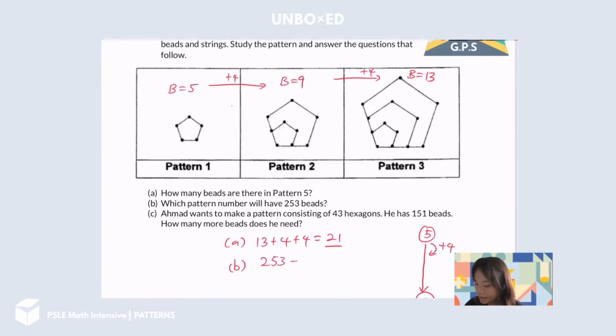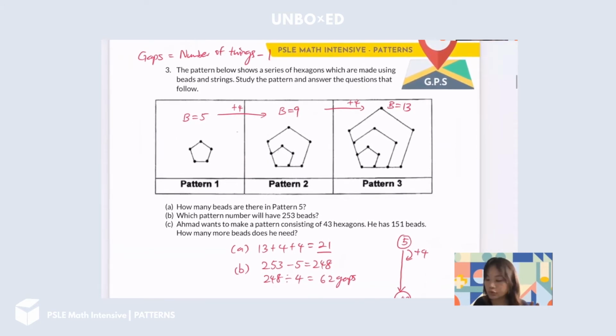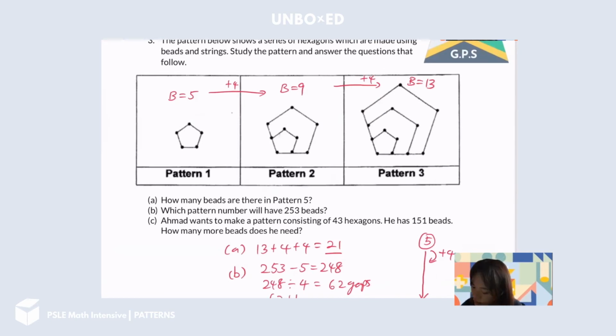253 minus 5, the starting one, which is 248, right? So 248, you divide by the each gap, which is actually 4. Okay, so you get 62 gaps. How do I find the pattern number? You add 1. Thank you. Well done. 62 plus 1. Okay, which is 63. Okay.